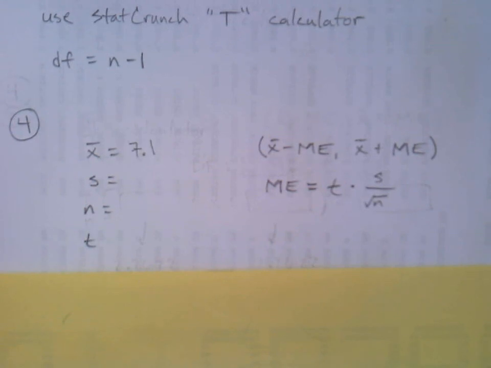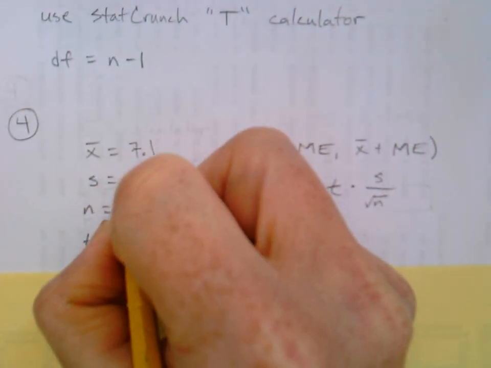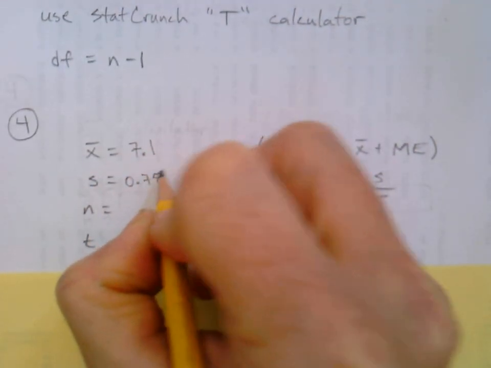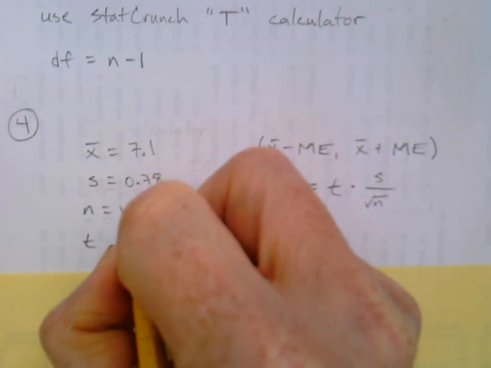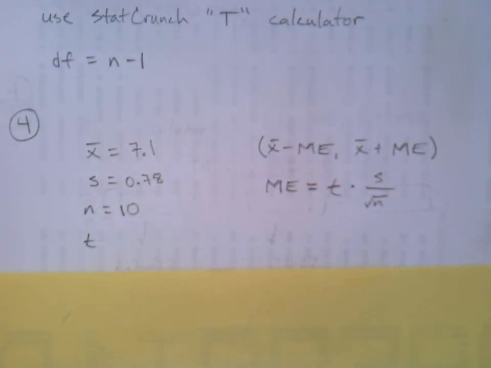With a sample standard deviation of 0.78. That's S. What is N here? I think we already read it. It said 10 randomly selected people, so our sample size, N, is 10. And finally, we need to get the value of T to plug into our margin of error.